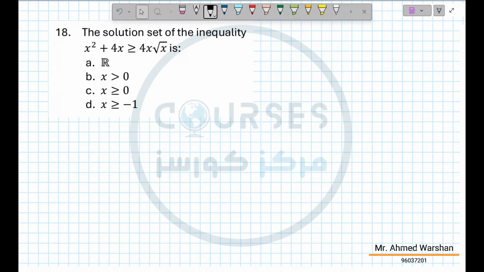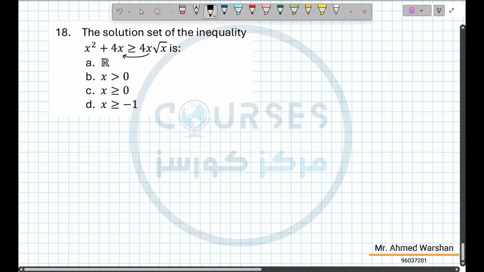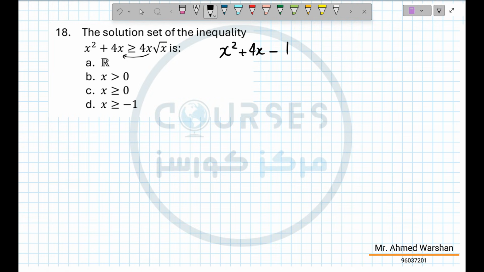Okay, in this question, the solution set of the inequality you see here is one of the troublesome inequalities. By the way, this can be solved algebraically, but it's a lot of work. It's not the way it's meant for this inequality to be solved. But first, let's put this here to make one side 0. So x squared plus 4x minus 4x square root of x is supposed to be greater than or equal to 0. Okay, if we want to solve this, it's a lot of headache.